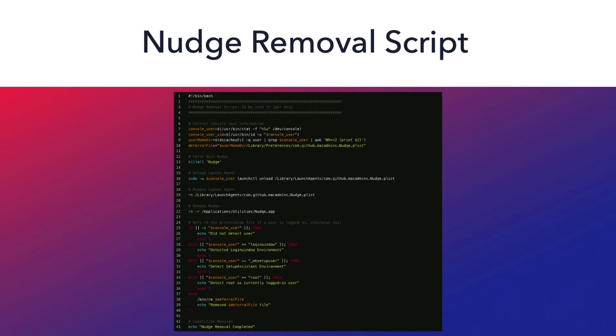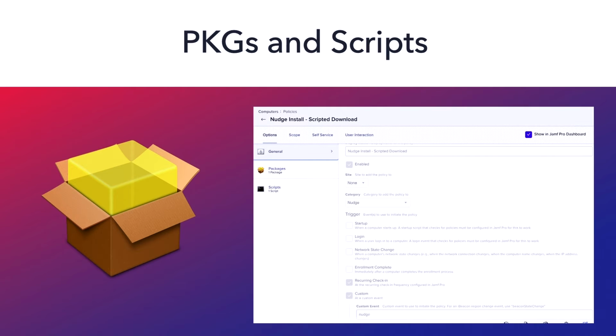And then the nudge removal script. These just get dropped into the policies that we all have. So really, it's just the package for the company logo and then the install script for nudge. In my case, I have nudge install during my deployment, and I'll let it sit there just in case I have to redeploy it. But honestly, most of the time I'm redeploying it.